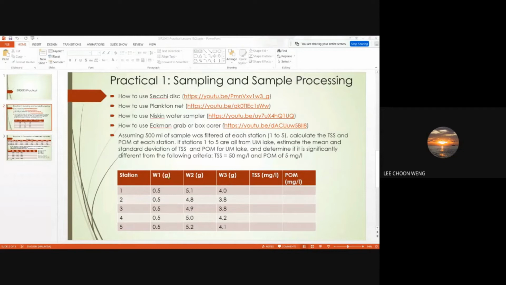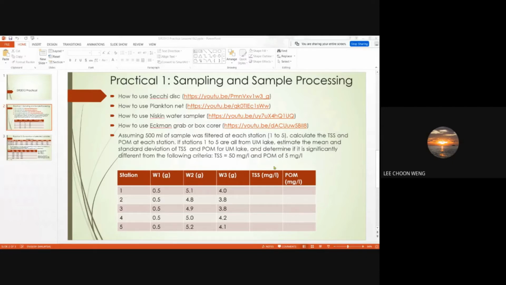So you take note, but I think this was a mistake. It's supposed to be in milligram. But anyway, you make sure the units are equivalent, then per liter. Since this is from a 500 ml filtered sample, that means it's 0.5 liter. So you have to divide your difference here by 0.5. That will give you your total suspended solids.